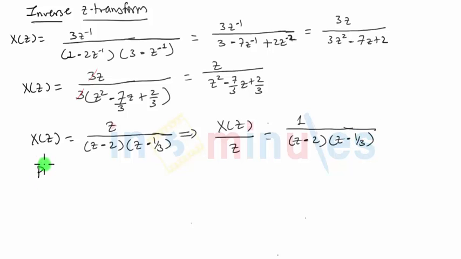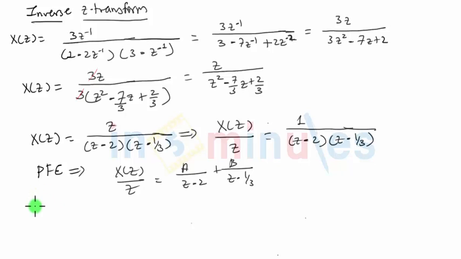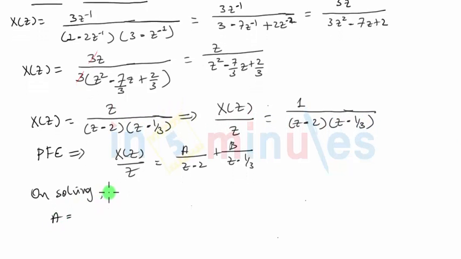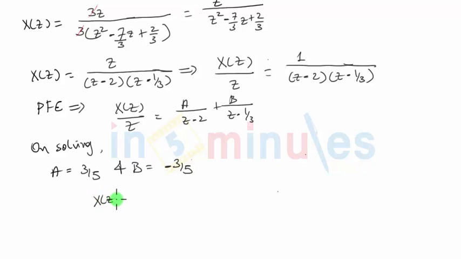And now I will do partial fraction expansion. So partial fraction expansion gives me X(z) upon z equal to A upon (z minus 2) plus B upon (z minus 1/3). I'm sure all of you must have gone through partial fraction expansion before, so I leave the solving as an exercise for you. If you solve this, you'll get A equal to 3/5 and B equal to minus 3/5. So finally your X(z)/z becomes 3/5 upon (z minus 2) and minus 3/5 upon (z minus 1/3).